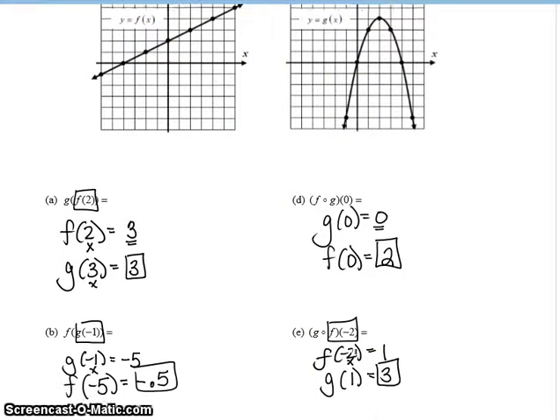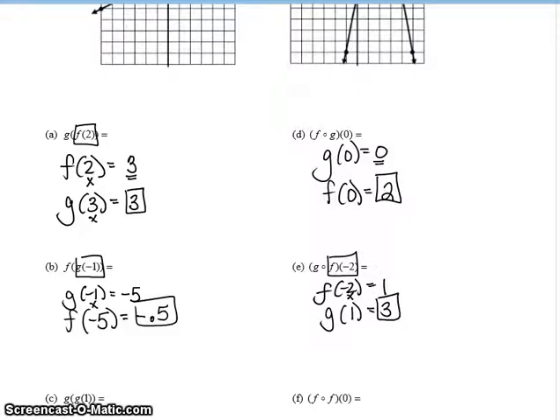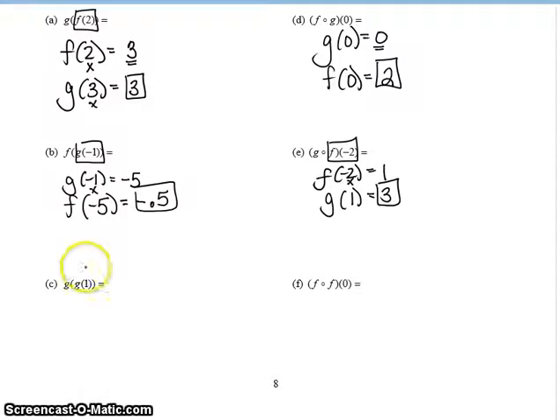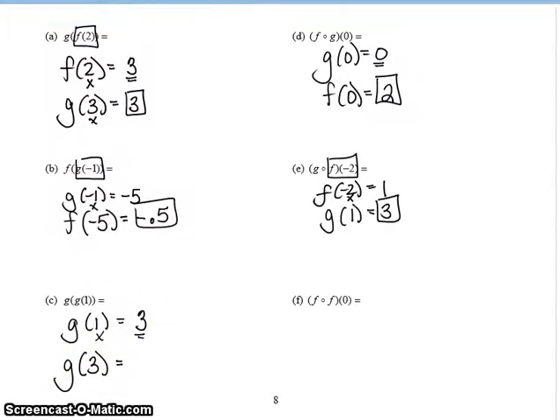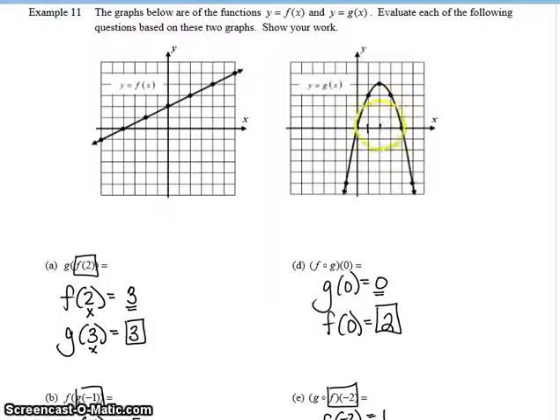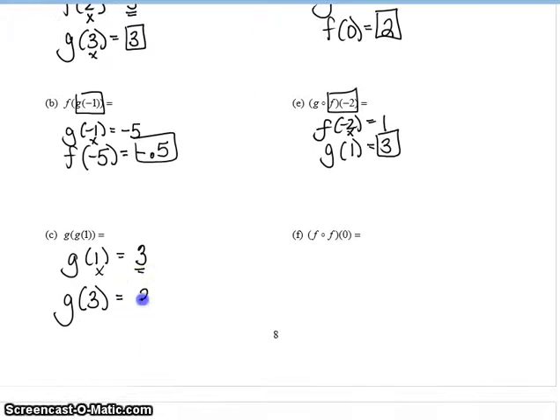Last one here. Oh, I forgot part C, I'm sorry. g of 1. So I'm going to do that first. Go up to the graph and go to the g graph, the g function, and where x is 1, you're going to get a 3. Take that 3 and go to the g graph, the g function, and g of 3, if I go back up top, 1, 2, 3, I am at 3, and my answer is another 3. Okay.